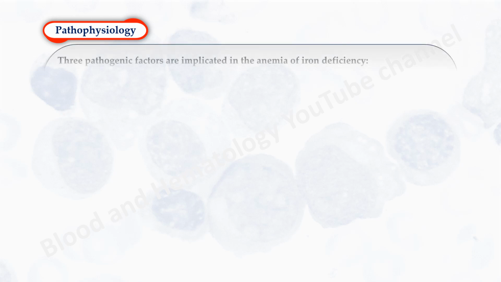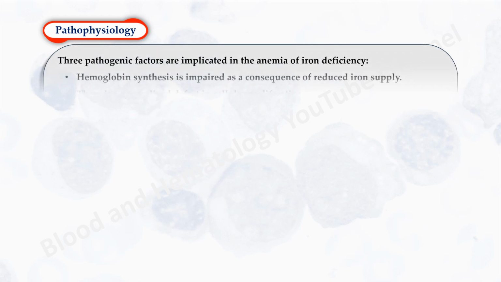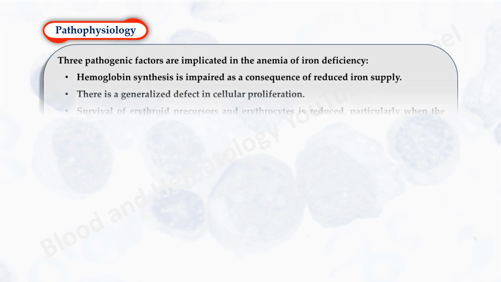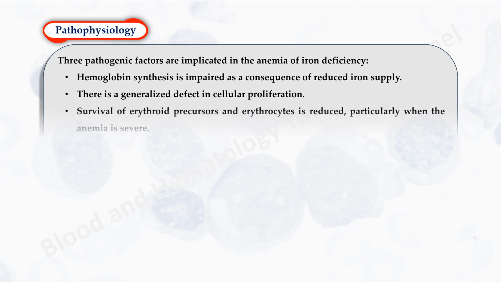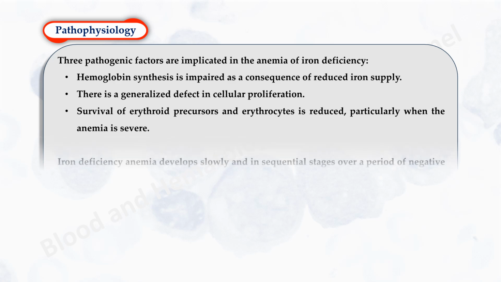Three pathogenic factors are implicated in the anemia of iron deficiency. First, hemoglobin synthesis is impaired as a consequence of reduced iron supply. Second, there is a generalized defect in cellular proliferation. And third, survival of erythroid precursors and erythrocytes is reduced, particularly when the anemia is severe.